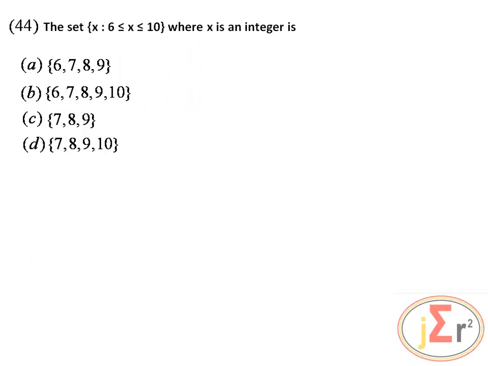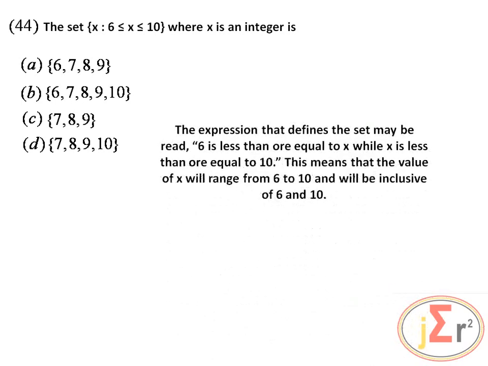The set that we have there says the set of x such that 6 is less than or equal to x is less than or equal to 10. And we know that we are talking about integers according to the statement of the problem. And we need to know which set among the options is representative of the one that we have in that statement of the problem. The expression that defines this set may be read: 6 is less than or equal to x, while x is less than or equal to 10.